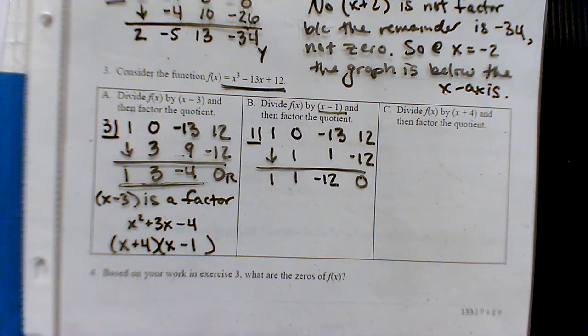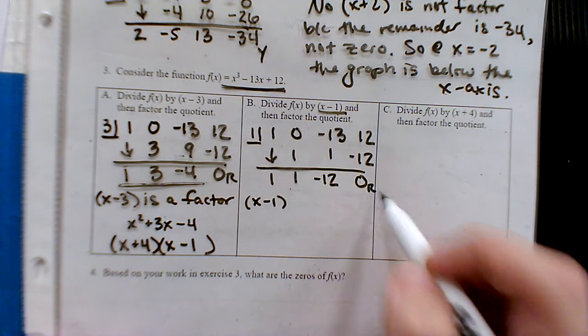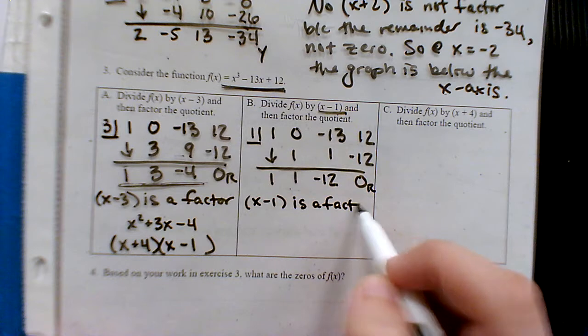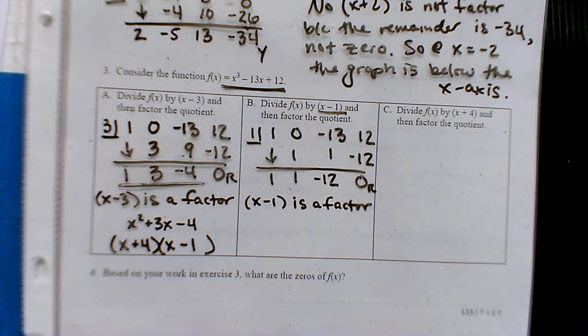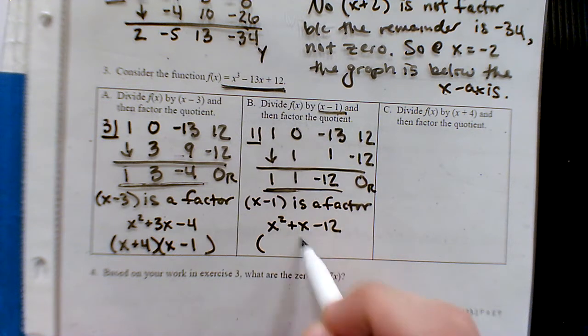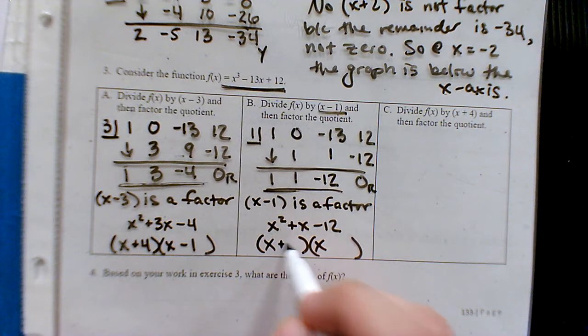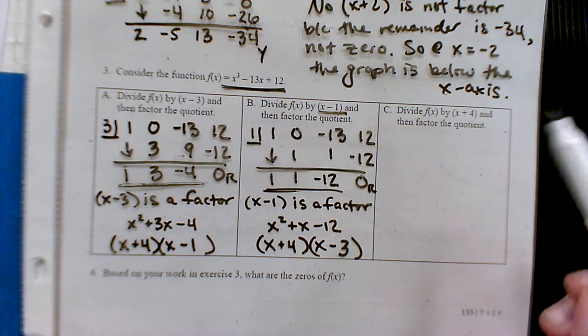Based off of that synthetic division, what do we know about x minus 1? It's a factor. Notice how the remainder is 0. Okay, so if x minus 1 is a factor, that means we could take the quotient further by factoring as well, figure out some other x-intercepts. So utilizing this quotient, looks like we'd have x squared plus x minus 12. Factoring techniques. Two numbers that multiply to -12 add to 1. +4, -3. Good.